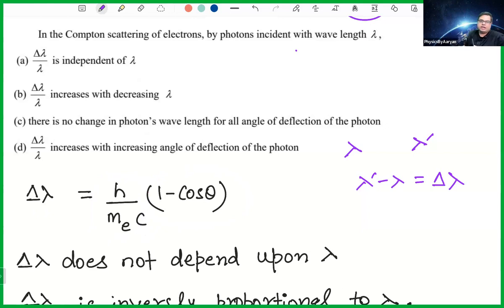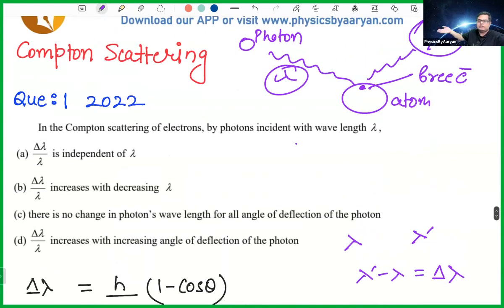At what angle the photon came? Or you can say at what angle the photon went. Are you looking at the 0 degree, 30 degree, 60 degree? At what angle you are looking at the scattering?